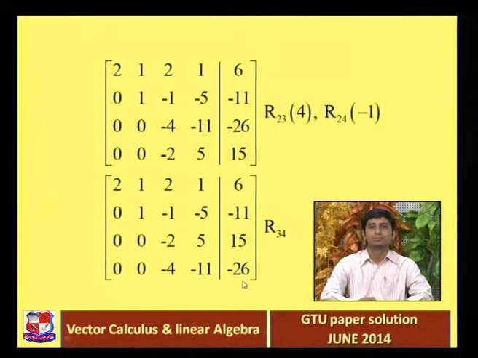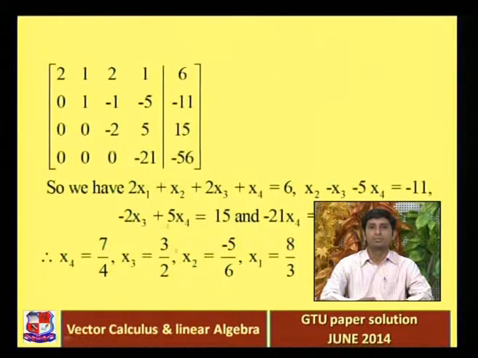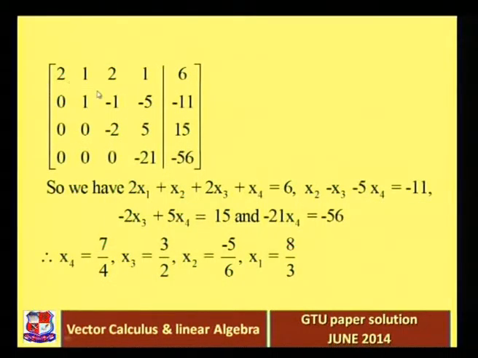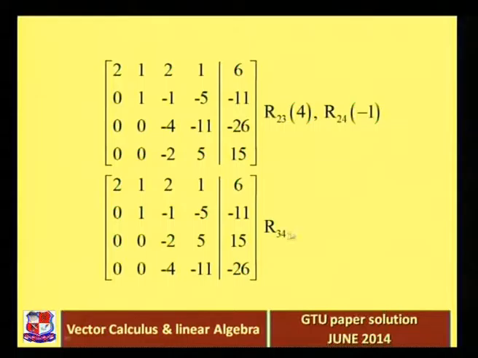Now we are multiplying the third row by -2 and adding it into the fourth row, right? So the new matrix is now, you can see, the fourth row becomes -4 plus 4, 0, then -11 minus 10, that is -21, and then we are multiplying by -2, right?